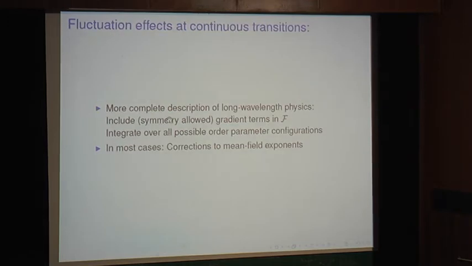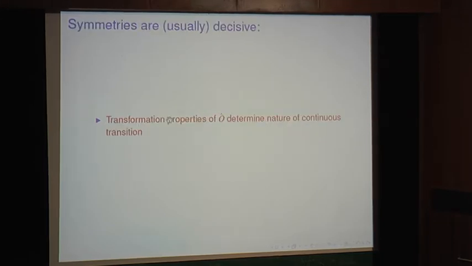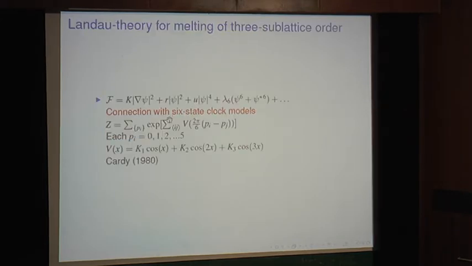And fluctuations, of course, can change the story, but usually they lead to corrections to exponents. They don't change the nature of the transition, except in some special cases where they can lead to first order behavior. And symmetries are usually decisive. It's the transformation properties of this order parameter under lattice symmetries that dictates what terms you can write in your polynomial, right? So if you follow that well laid path here, you would write down a theory that looks like this in terms of that complex order parameter.